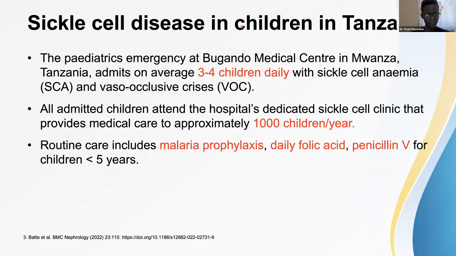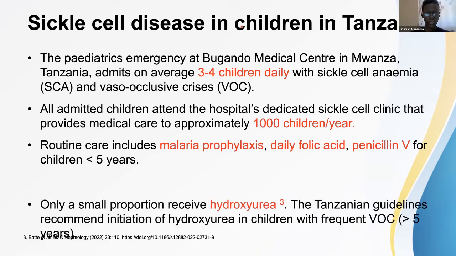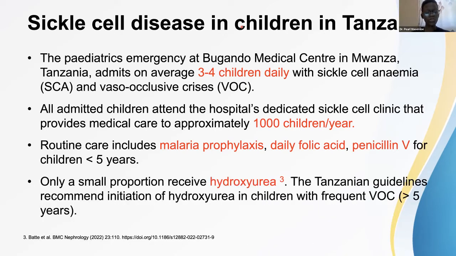The moment a child is diagnosed with sickle cell, we advise them, if they can afford it, to pay for insurance, because this is a lifelong disease. But unfortunately, because of the economic status, this can be a challenge. Only a small proportion of the children receive hydroxyurea, but according to the guidelines in East Africa, for example here in Tanzania, it recommends that we initiate hydroxyurea in children who have frequent crises, but mostly those who are more than 5 years old.